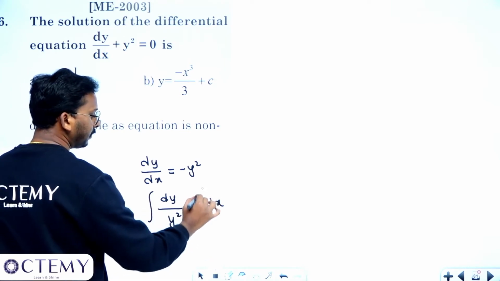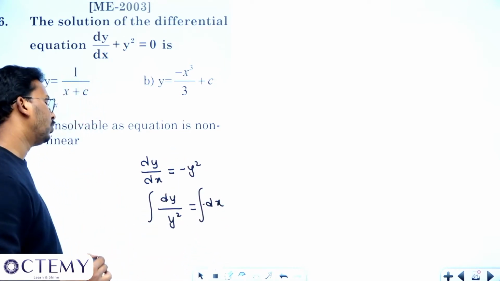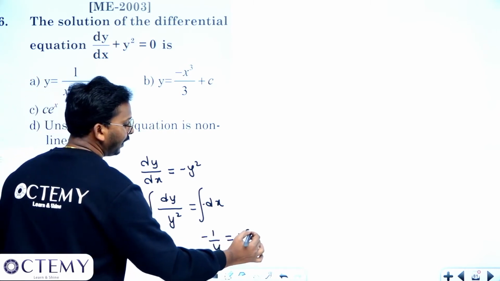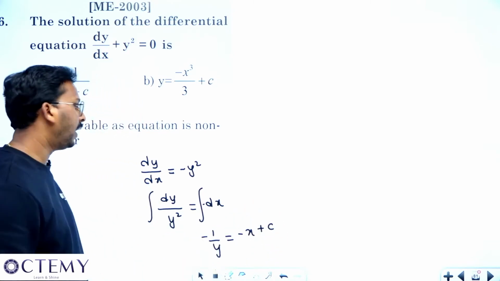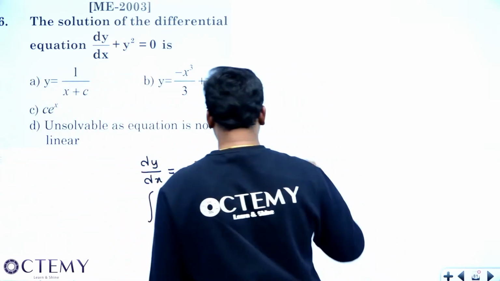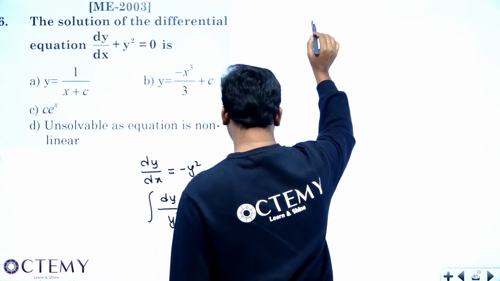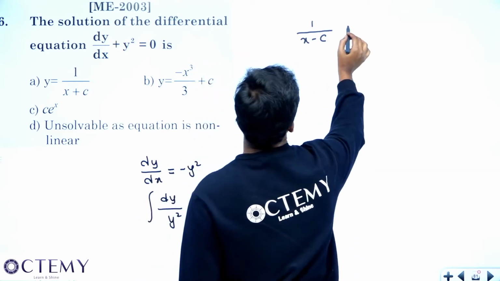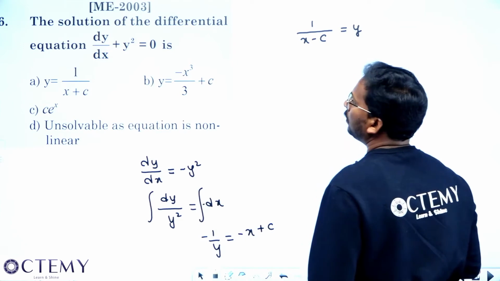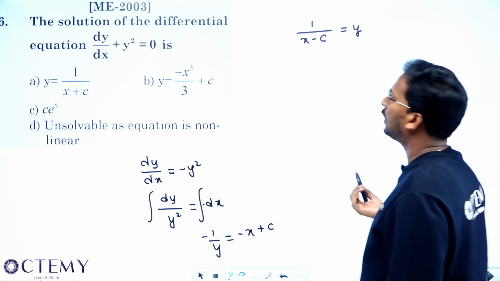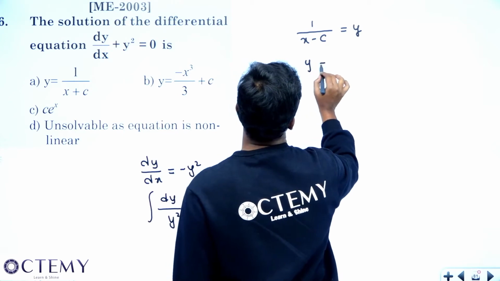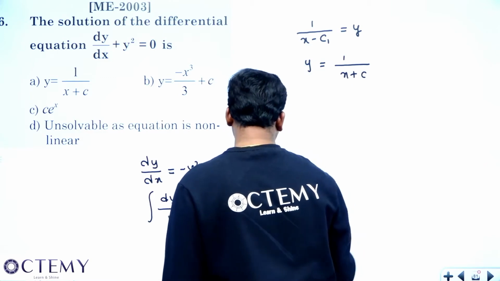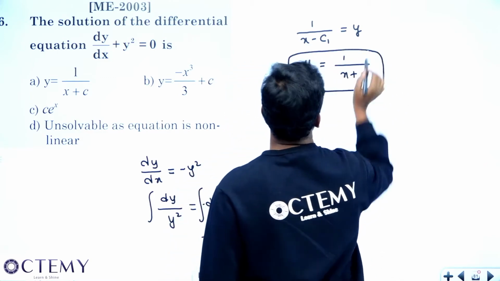Integrate. There's a minus sign here, right? So see sir, what will become? This will become minus 1 by y is equal to minus x plus c, right? So the final answer will become what, sir? That will become 1 by x minus c, equal to y, right? Or you can write that c as a constant, I can write it as plus c also. That shouldn't matter. x plus c1 I will write, sir. So this should be the answer.